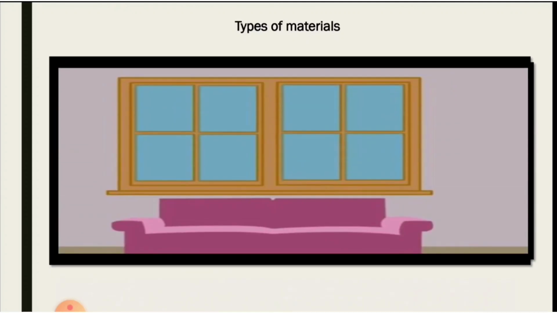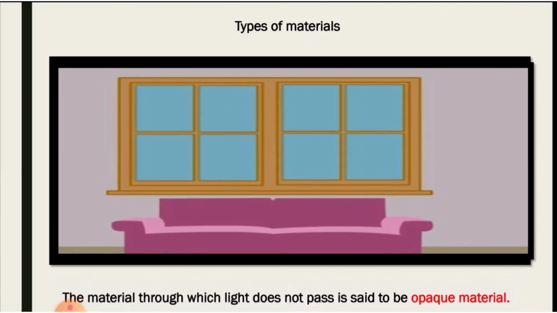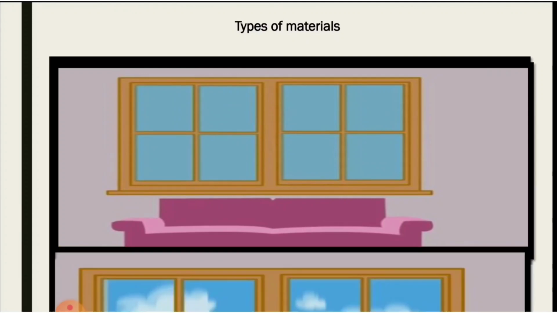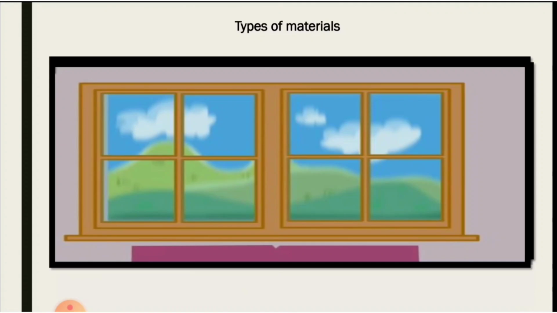Now if you look at the second picture, the light cannot pass through this material and we cannot see the objects very clearly. Such material through which light does not pass is said to be an opaque material. Come to the next material. Now if you look at the glass window, the objects which are seen are not clear. That means the light which passes is partial.